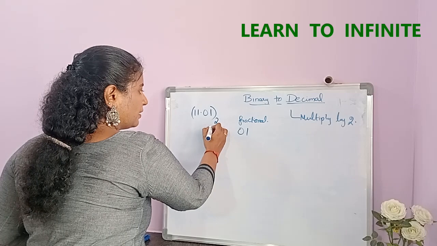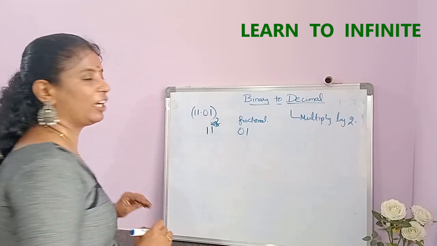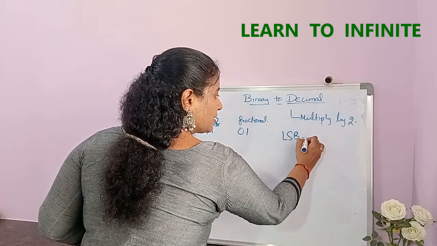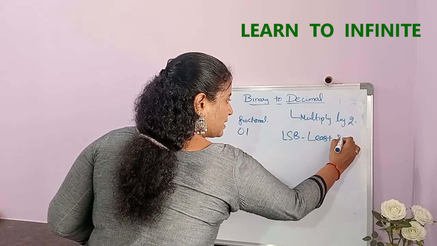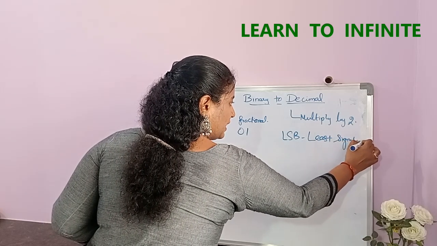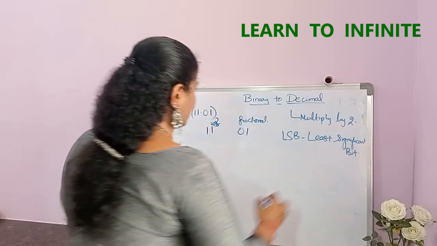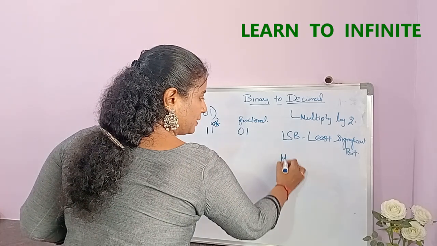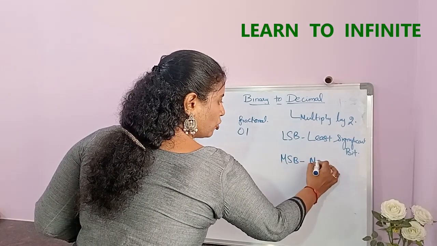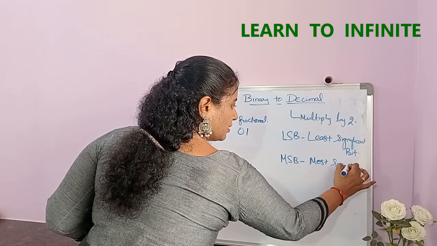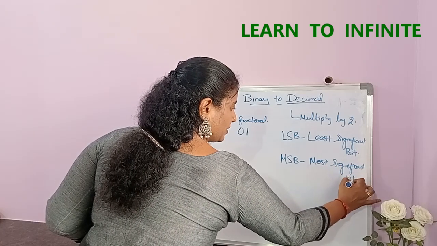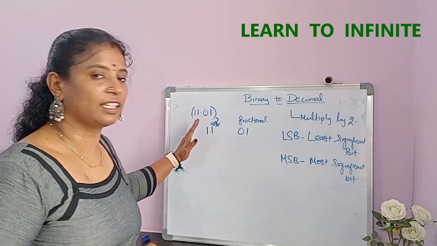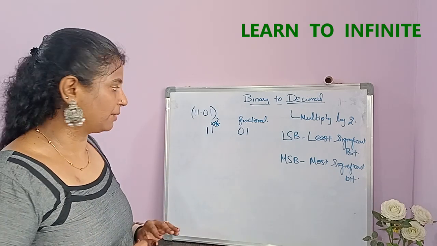Take this LSB. What do you call it as LSB? LSB is nothing but least significant bit, which is the last bit. And the first bit is called the MSB. MSB refers to most significant bit, right? So now you would have an idea about what is LSB and MSB. LSB is the least significant bit and MSB is the most significant bit, right?